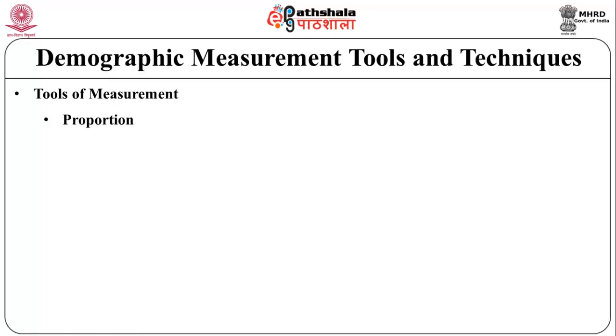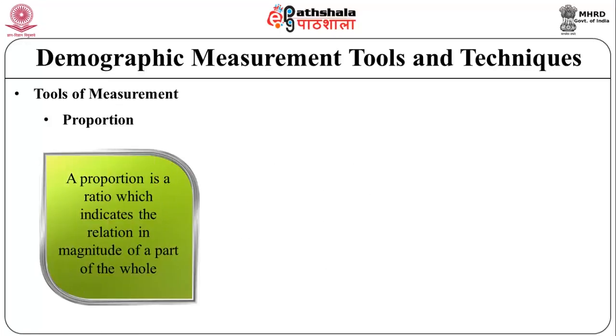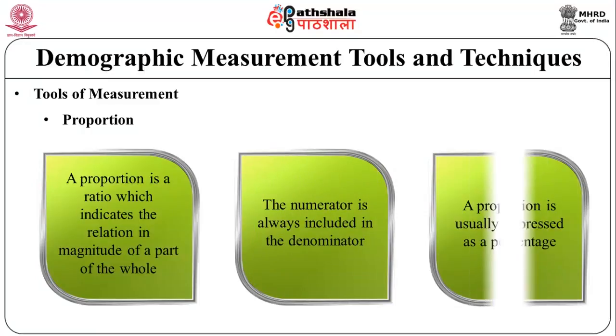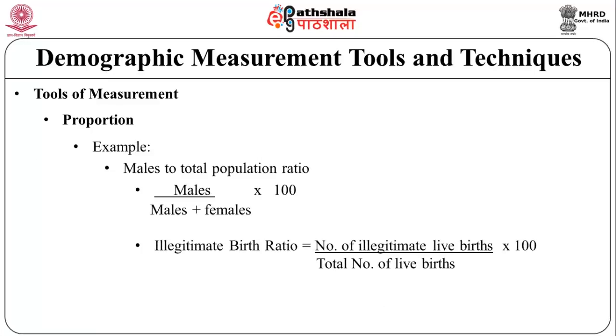Now, we have proportions. A proportion is a ratio which indicates the relation in magnitude of a part to the whole. The numerator is always included in the denominator. A proportion is usually expressed as a percentage. You can see the example on the screen in front of you. We'll just discuss the next part. So, these are the ratios.